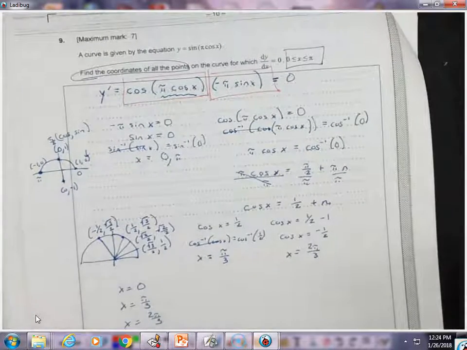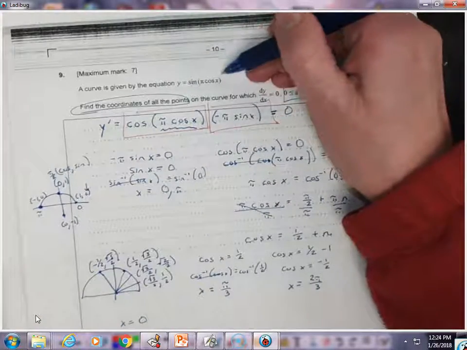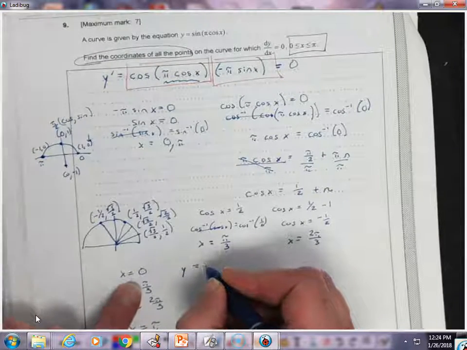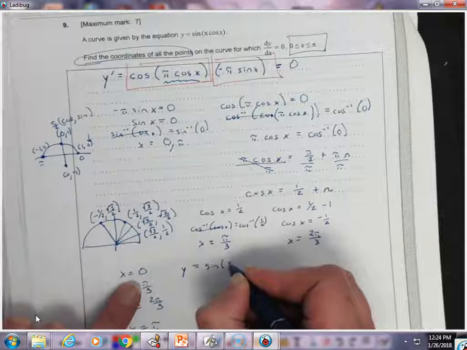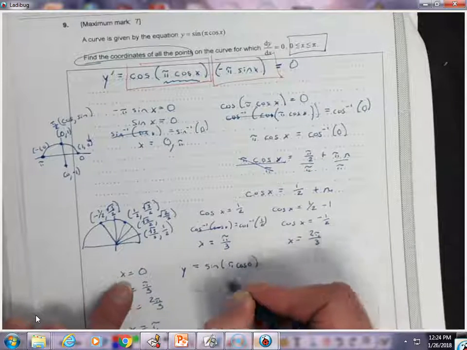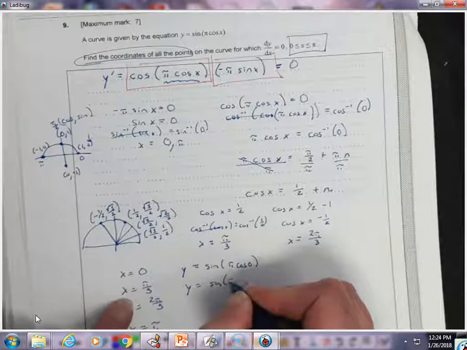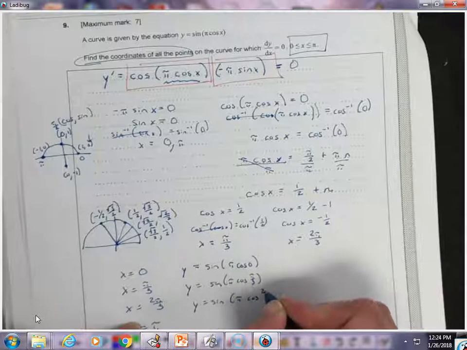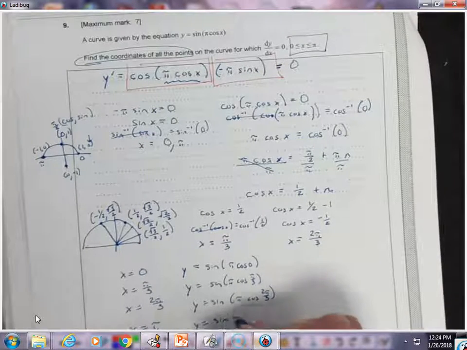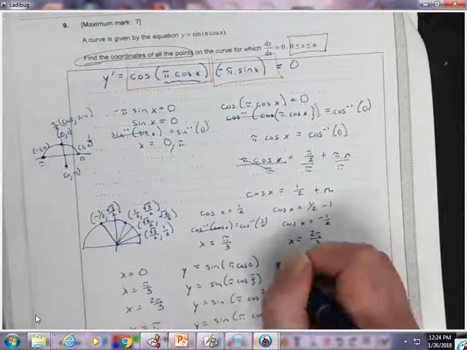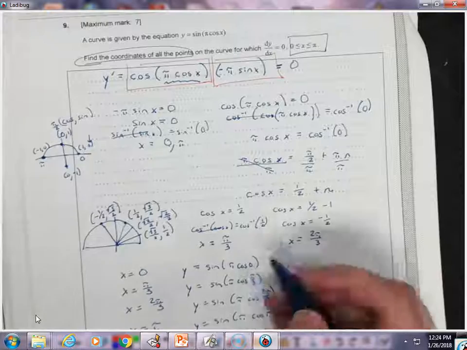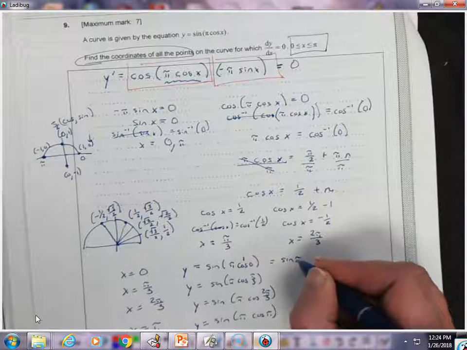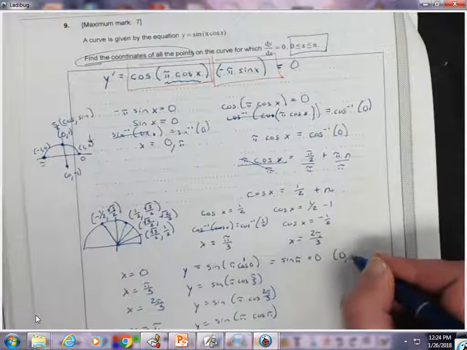I do have to give the y coordinates, so I just need to substitute that back into the original equation and I'll have it. So the equation, you can still see it there at the top, would have y equals sine of pi cosine 0. Just going to write all these in. Sine of pi cosine pi over 3. Y equals sine pi cosine 2 pi over 3. Y equals sine pi cosine of pi. Okay, so cosine of 0 is 1. So this just becomes sine of pi, which is 0. So this is the point 0, 0.